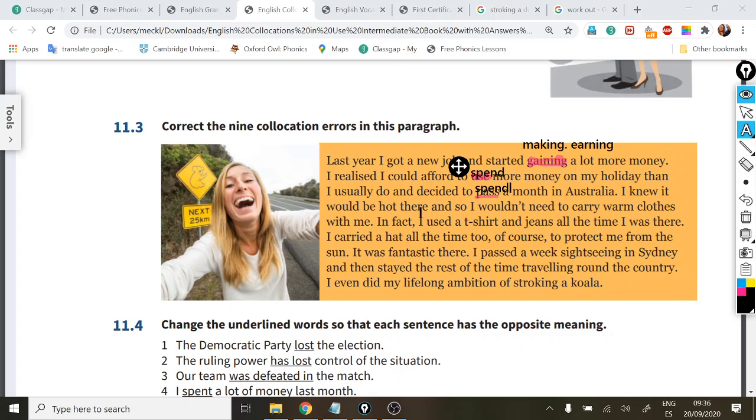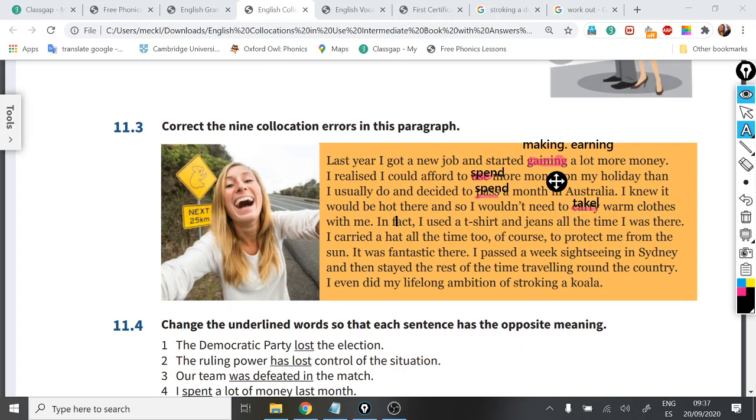I knew it would be hot there, so I wouldn't need to carry warm clothes with me. Another mistake here. So you don't really carry clothes. With clothes, there are basically two possibilities. You can wear clothes when they're on top of you, like I'm wearing this blue t-shirt. But here we mean to transport. So when you mean this, you say take. So you take warm clothes, okay? Let me use black. So take. So I wouldn't need to take warm clothes with me. So warm clothes basically is clothes for winter.